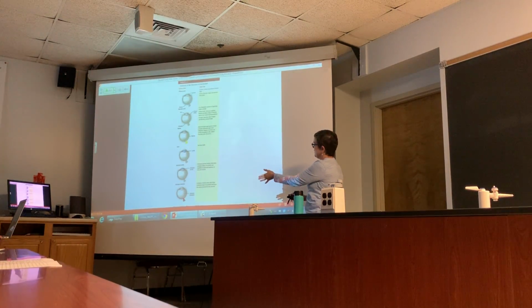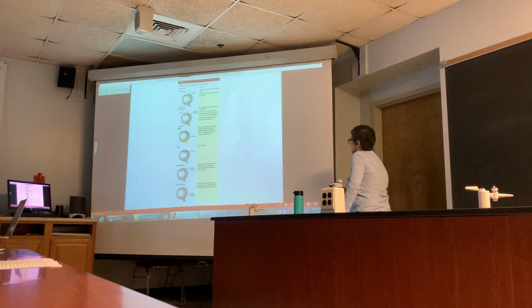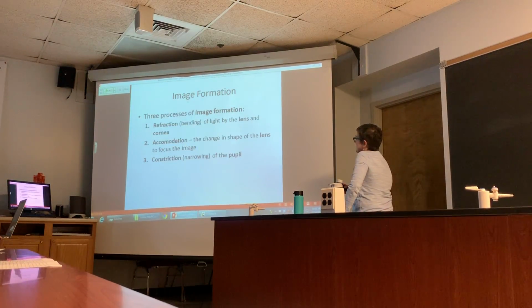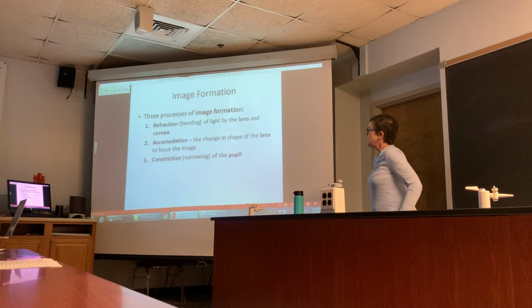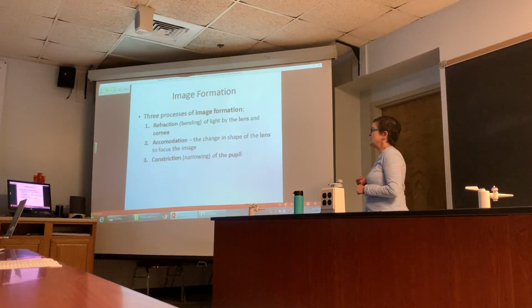So this table, I'm not going to go through it, just summarizes the different parts of the eye. You might find it helpful to look at that table on your own when you're studying. Now what we're going to do is look at image formation, how you form an image, how you focus the lens. And it requires three things.